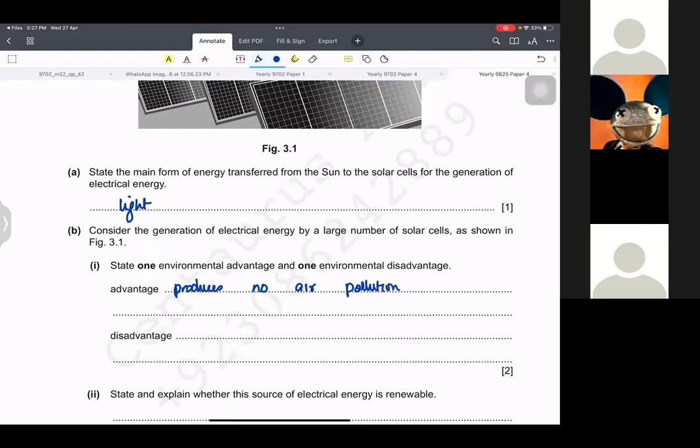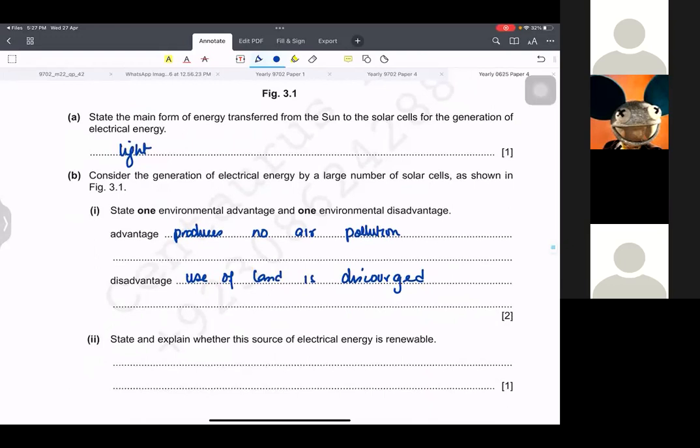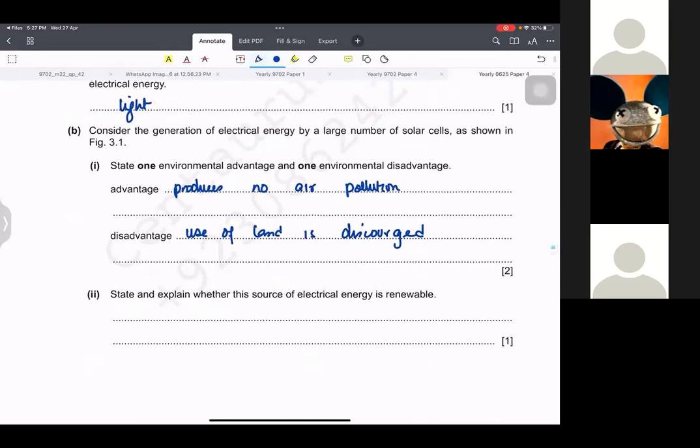And the disadvantage is that use of land is discouraged, right? Because you can't use it for farming, you can't use it to put plants or anything. Now you put plates. Also, it is very difficult. I mean, you have to put like... it's expensive to manufacture as well.